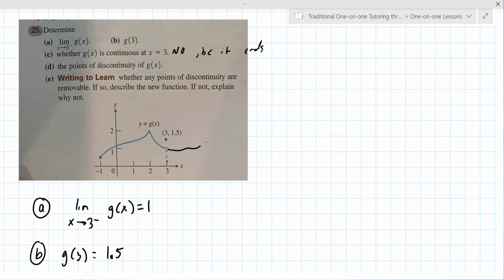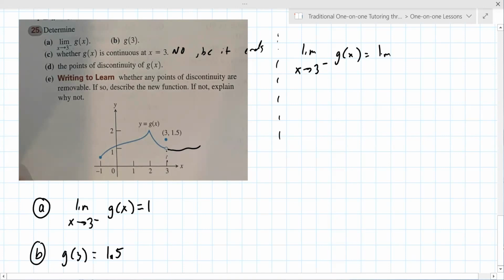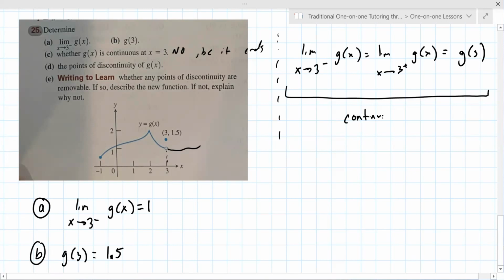You need to say the definition of the limit. To me you do, but it's the limit as x approaches 3 from the left of g of x has to equal the limit as x approaches 3 from the right of g of x, which has to equal g of 3. This is needed for continuity. It says that it has to approach the same value and the value has to exist there. Sometimes instructors want that for this.